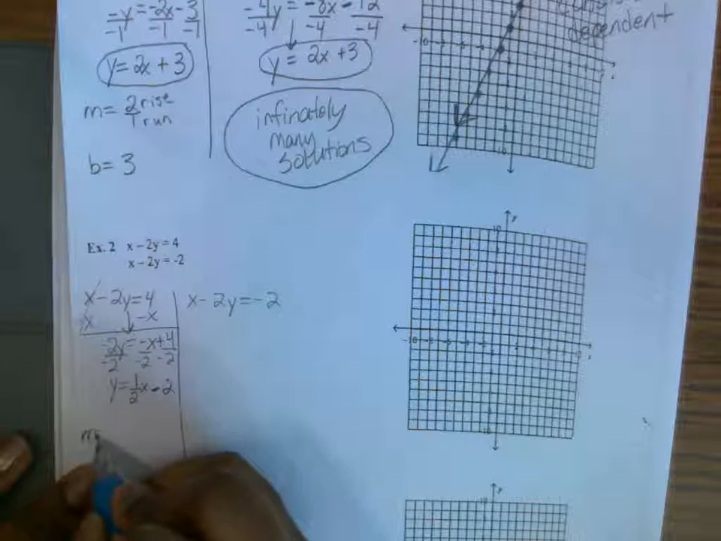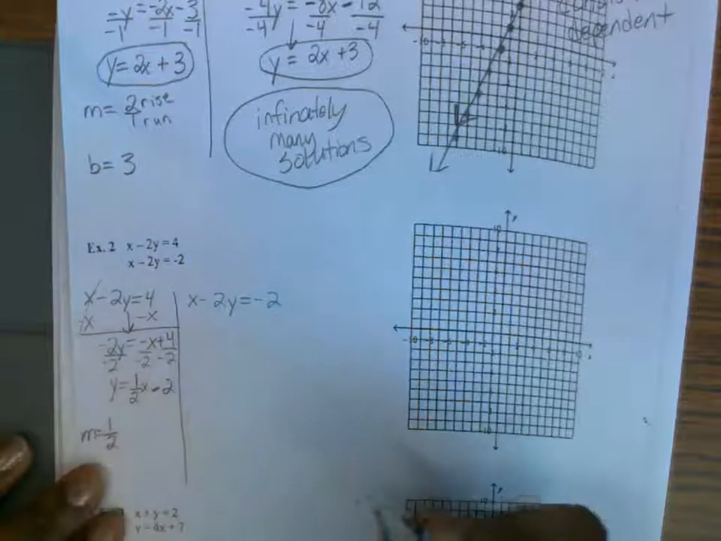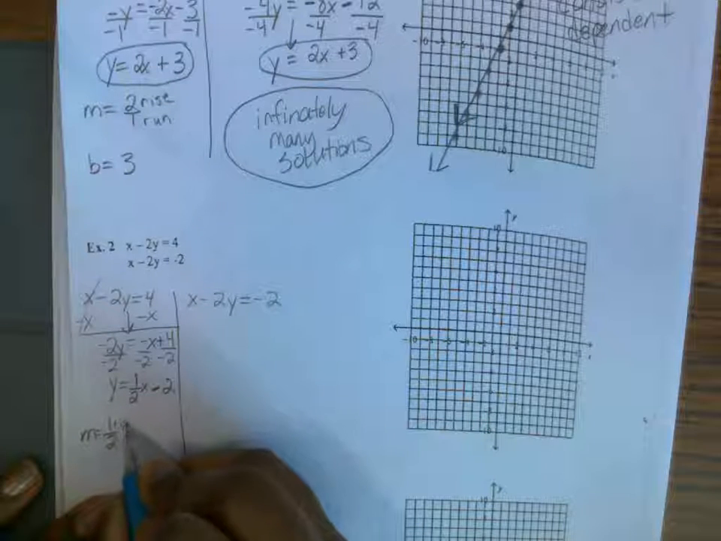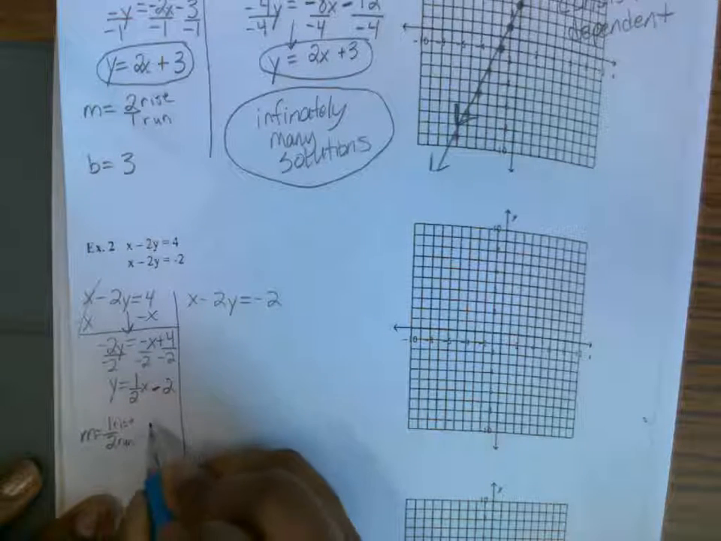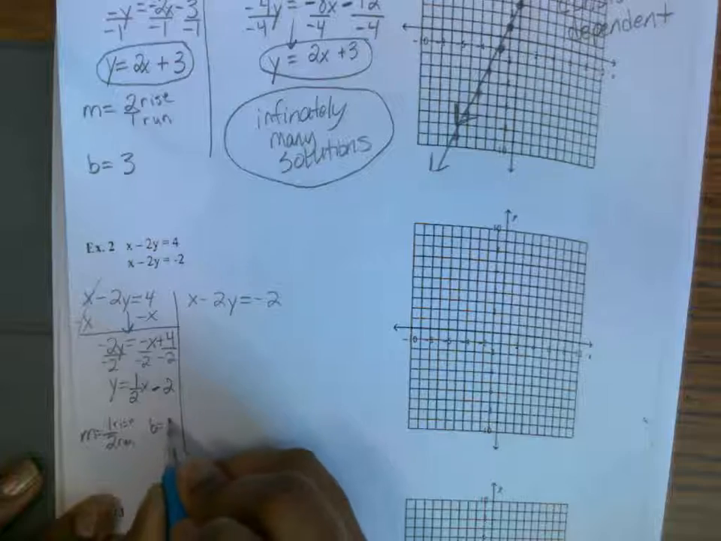My m is 1/2. This is my rise. This is my run. My b is negative 2.